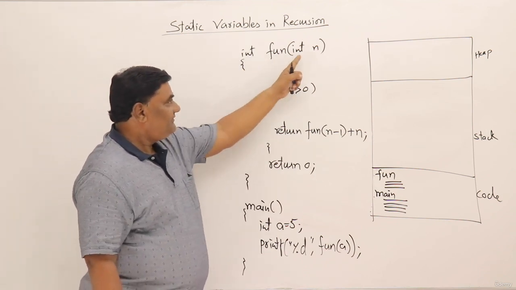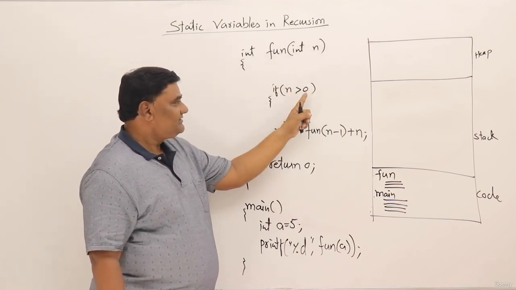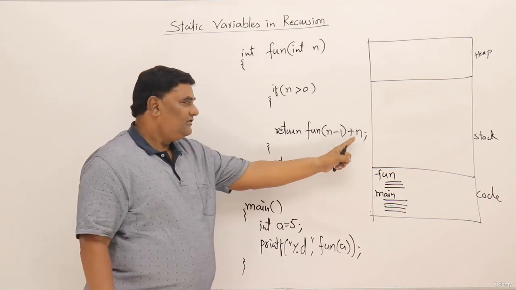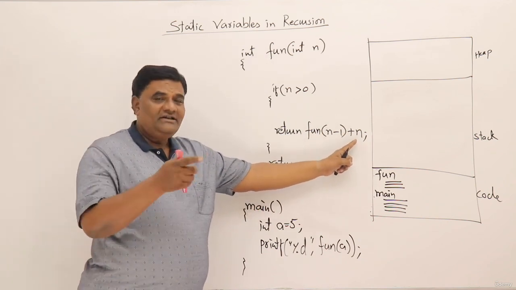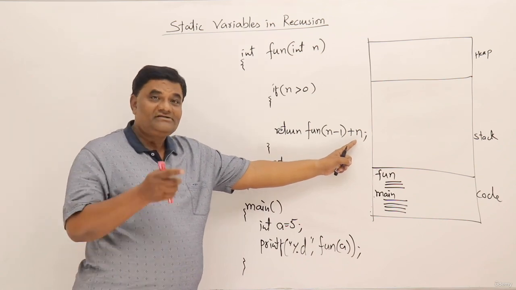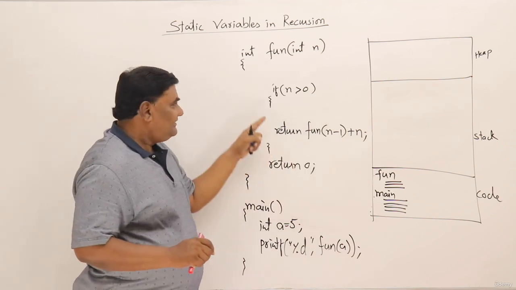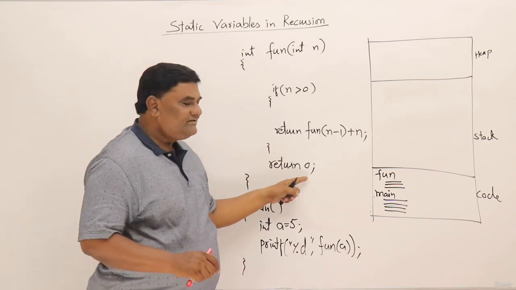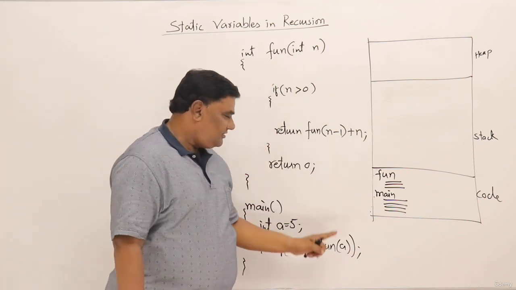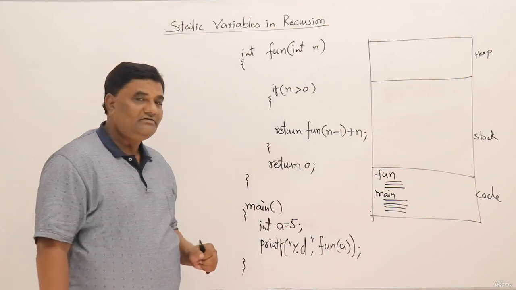See, there is a function fun which takes parameter n. If the n value is greater than 0, then it will call itself with the decreased value of n and also add n. So when this plus n is done, is it at calling time or returning time? It is done at returning time. Then if the value of n is 0, it returns 0. And from the main function, this function is called by passing a, that is 5.